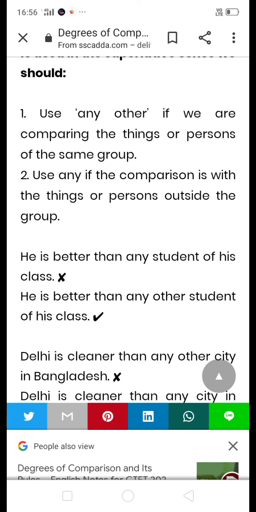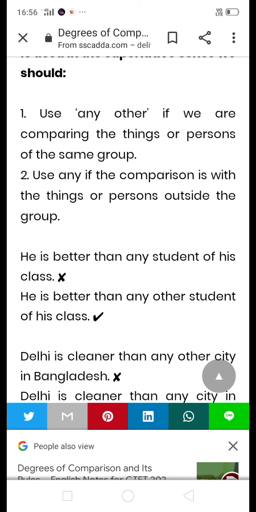Now see example, "He is better than any student of his class." It is wrong. Then how is it correct? "He is better than any other student of his class." Any other, because same groups are there. The same group is mentioned there, means students of the class, means same group. And that's why any other.